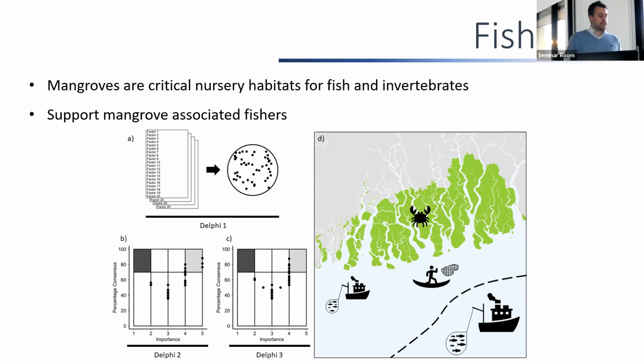What we tried to do was identify the drivers of small-scale fisheries in mangrove habitats through a 3-round Delphi process, which is shown by the diagram at the bottom. So a group of experts were asked to identify the 20 most important factors that determine the volume of fish and invertebrates that you catch within a mangrove ecosystem. They were then asked to score the importance of those factors between 1 and 5 in Delphi's 2 and 3, as either being not important or extremely important.